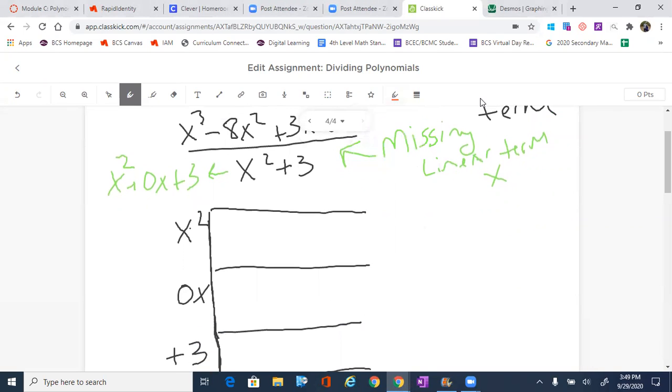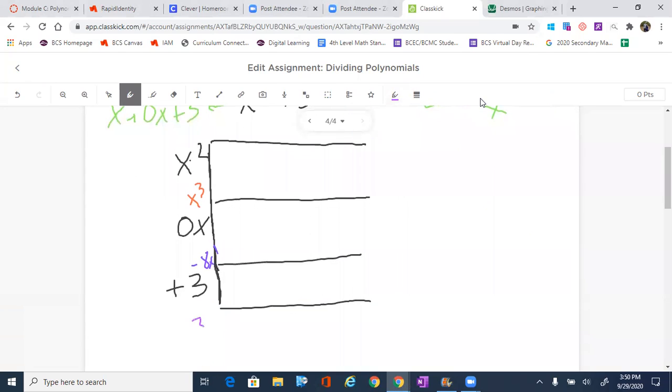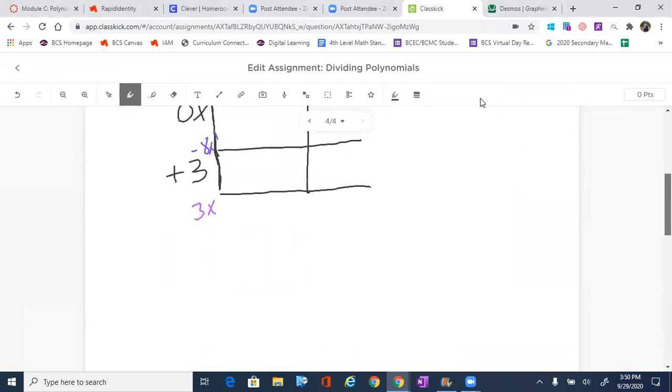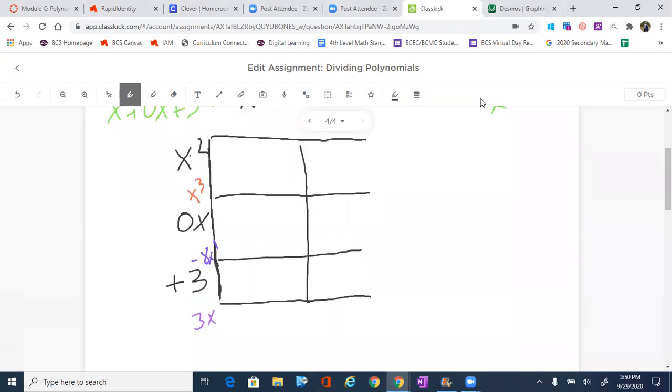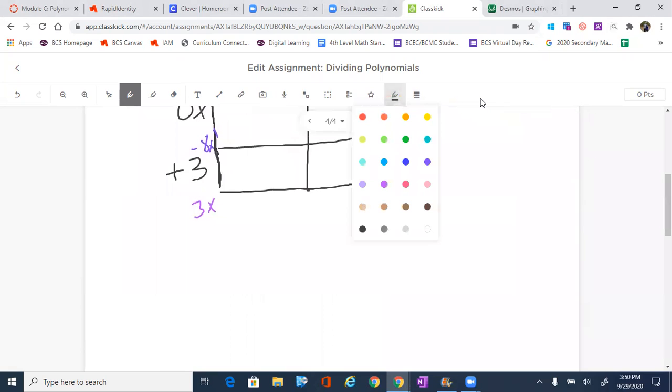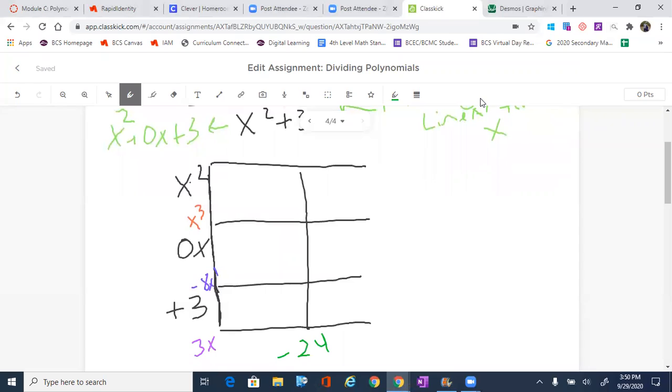Let's go ahead and see if we can do some multicolors, make this easier. So x cubed, let's go with negative 8x squared. Okay, then let's go ahead and put positive 3x in purple. And then finish drawing that line further down, which was, if I remember correctly, minus 24. So let's add that color in there, in green, minus 24.